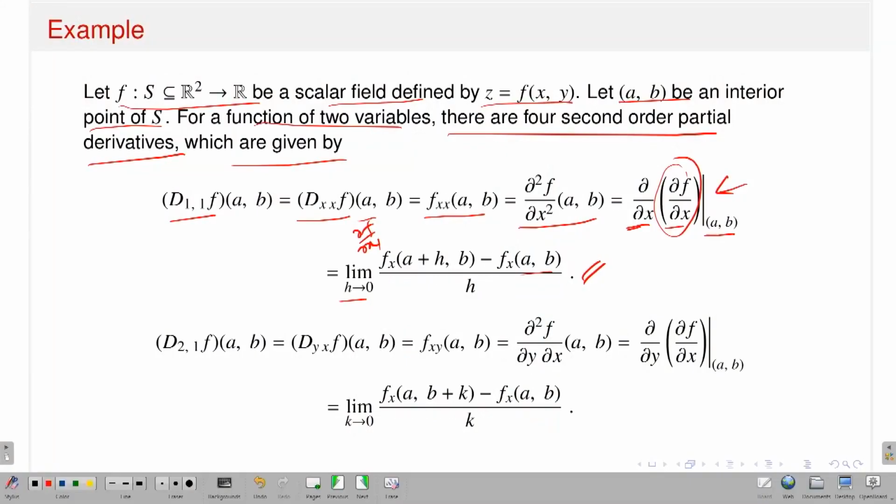If this limit exists, then I will say that dxx f at the point a b, or fxx at the point a b, or del 2f del x square at the point a b exists. What about the second one? Again just look at the suffix notation, and it will be very clear. So, that means what? dyx. So, first you perform the partial derivative with respect to y variable and then perform x. Similarly here, first you perform the partial derivative with respect to x and then y.